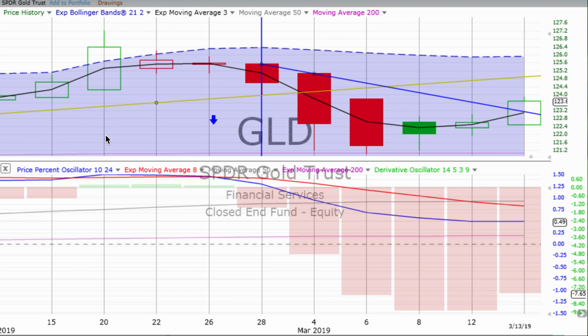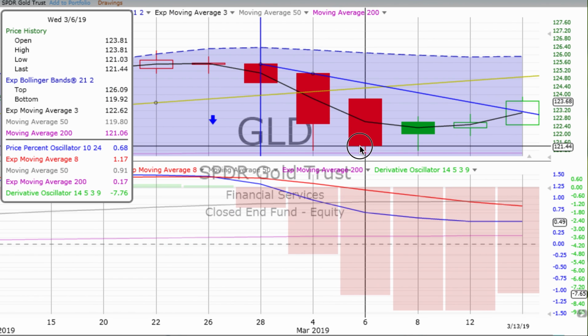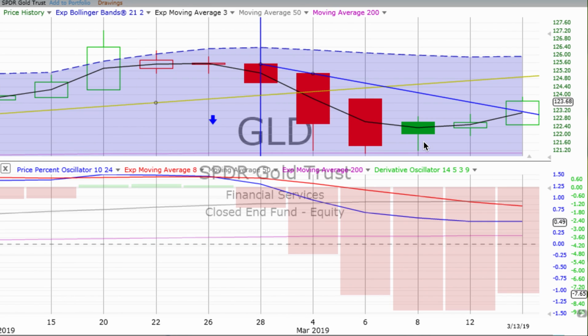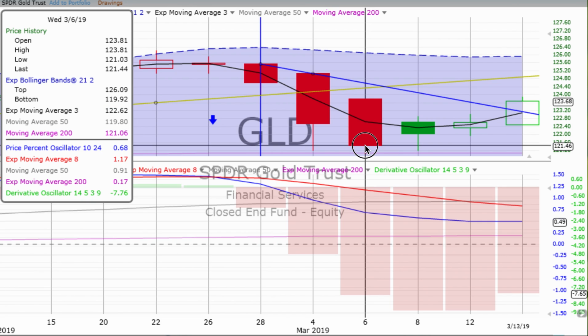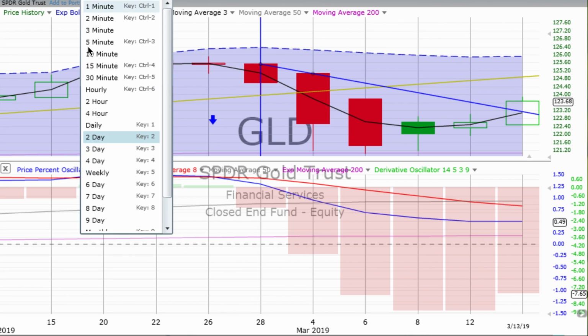We look at the 2-day chart. What do we see? Well, again, this bottom that we've seen in gold bottomed out somewhere around the 121.30, 121.40 mark and sort of slid sideways, trying to move up. We're flat as far as the price percent oscillator goes on the 2-day chart. We see the derivative oscillator losing downward momentum.